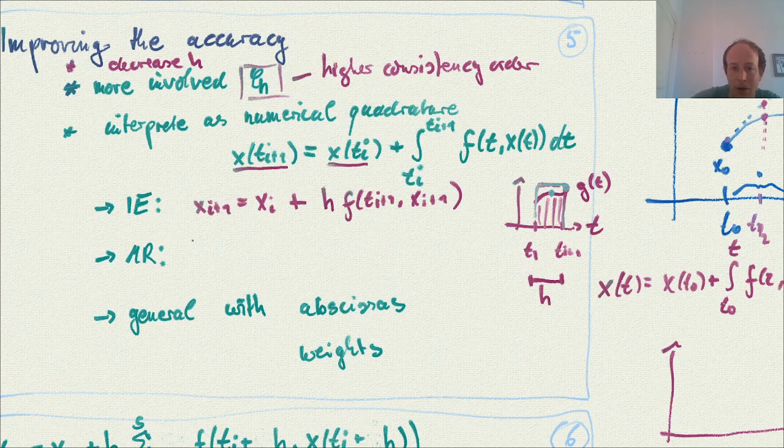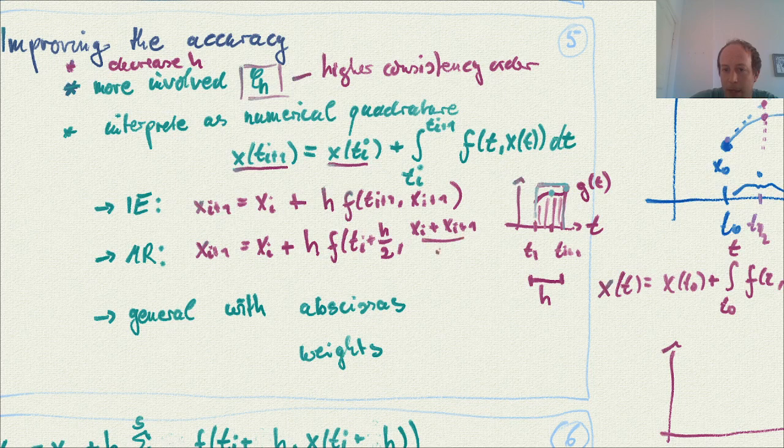So you can also think of a scheme where x_{i+1} is x_i plus h times f evaluated in the middle, at t_i plus h over 2. We don't know the x there, but one can interpolate this, for example, as x_{i+1/2}. So this would be the midpoint rule for such a time integration scheme. And one already knows this is order 2.